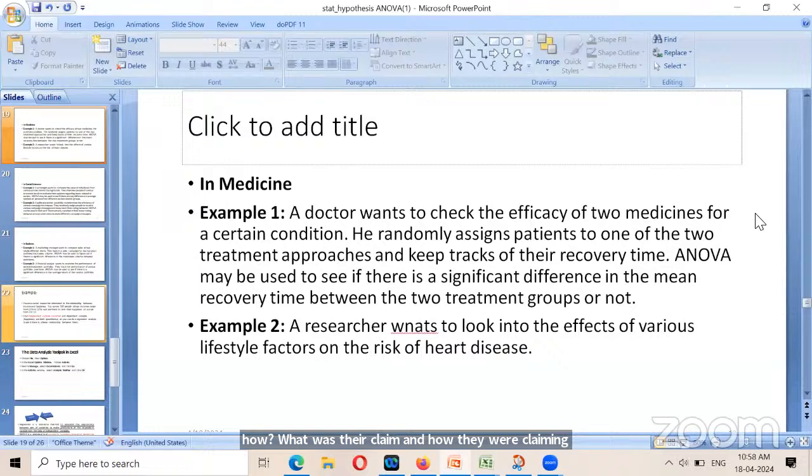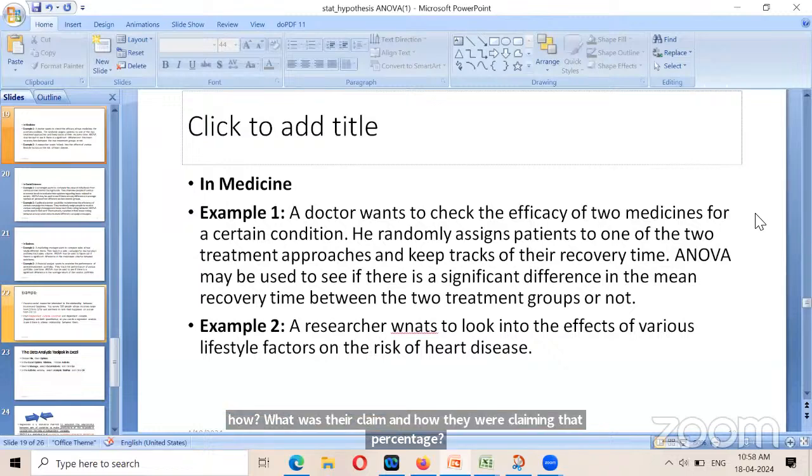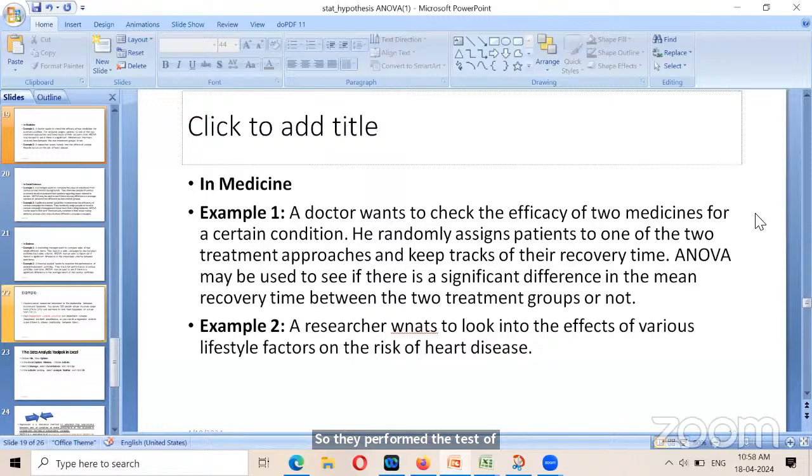So what was their claim and how were they arriving at that percentage? They performed the test of their vaccines on some respective group of people, and after observing the people for some period of time, they came to know the percentage of protection from COVID. One vaccine was claiming 95% protection, another 75% protection, right? So how did they come up with the claim? They came up with the claim after performing the ANOVA test on some group of people.